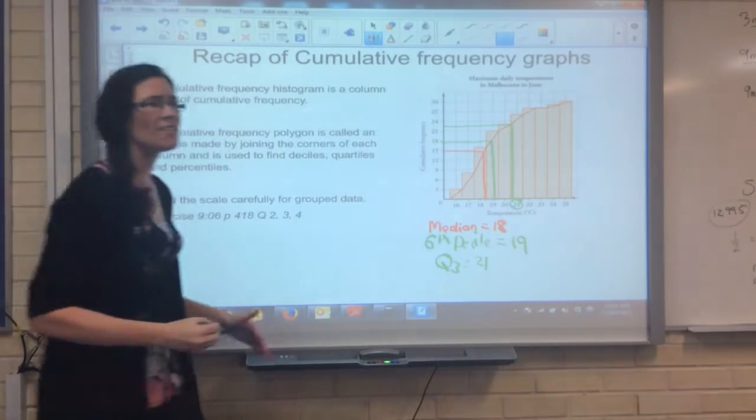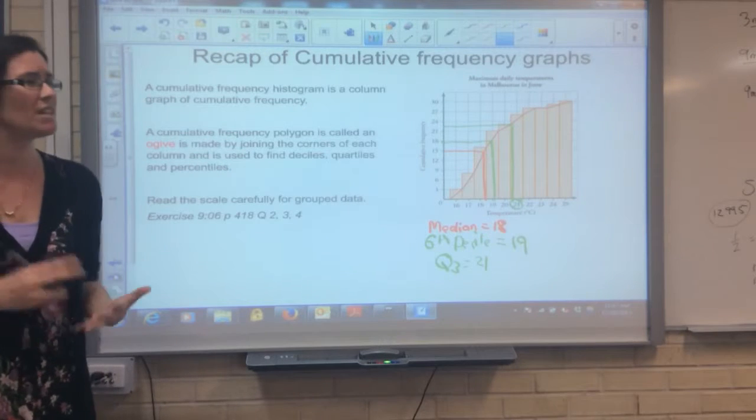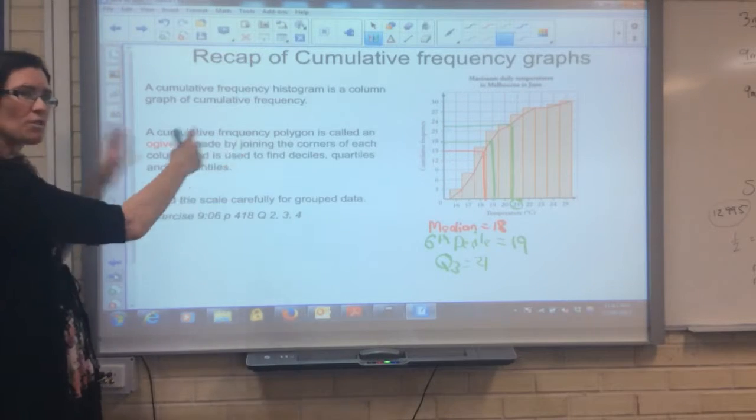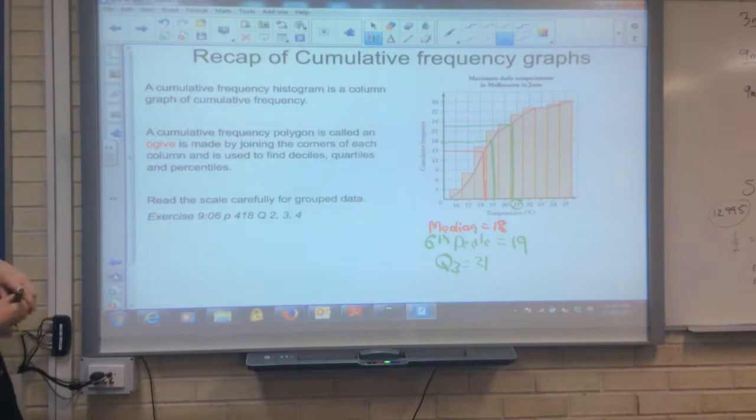So finding any of this data from the ogive is really easy. Whether I want a decile, a percentile, a quartile, it's so much easier than putting my data in order and trying to split it up. Okay, so this ogive is really helpful for calculating those.